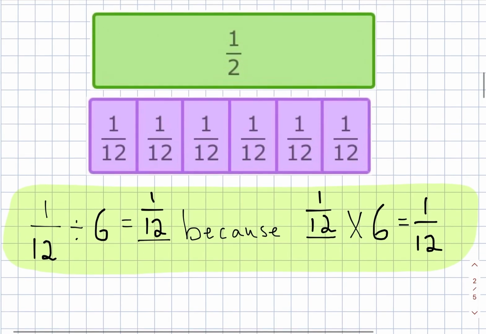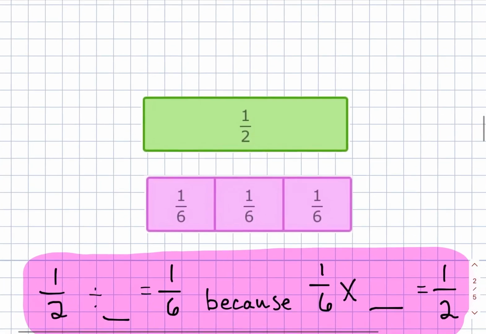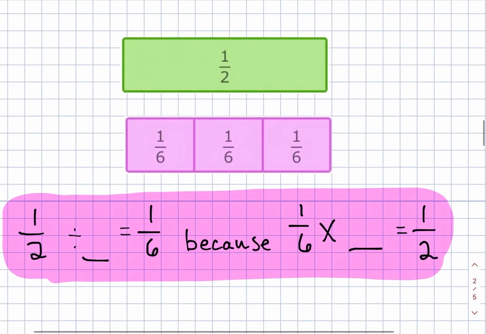All right, let's try one more example before we're done for the day. 1/2 divided by what equals 1/6? This one's a little bit different. So, how many pieces have we chopped this up into to make 1/6? Go and try this one on your own. Pause if you need to, and resume the video when you're done to see how you did.